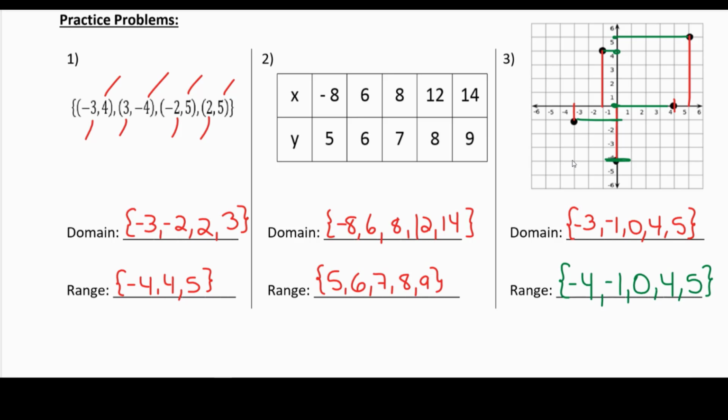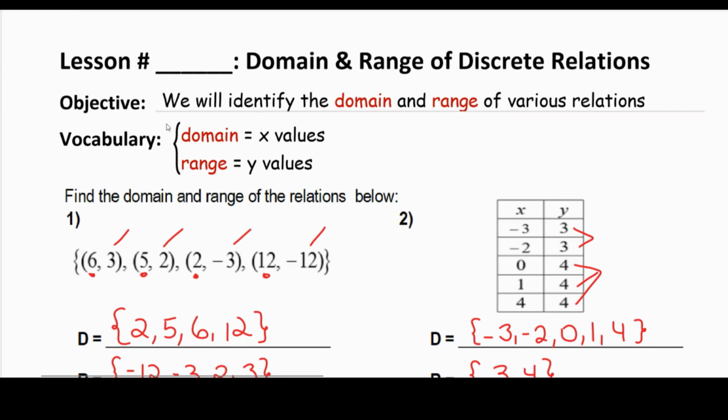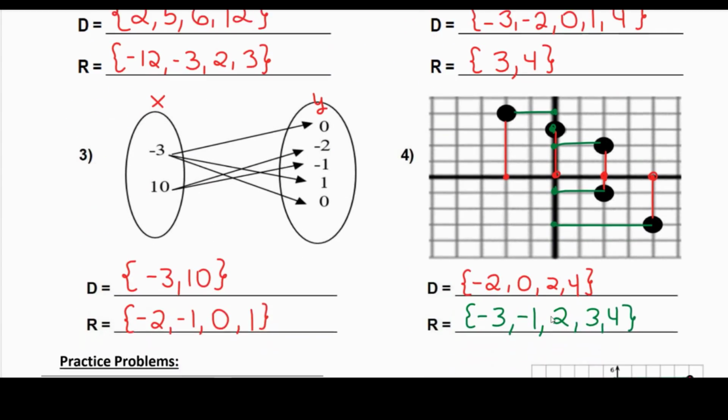And that concludes our lesson today. Today, our objective was that we will identify the domain and range of various relations. And that's exactly what we did. We identified the domain, which is x values, and the range, which is y values, of various relations. We did it on lists of ordered pairs, on tables, on mapping, and on graphing.